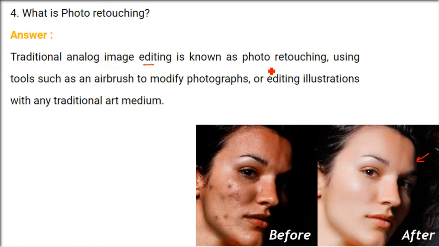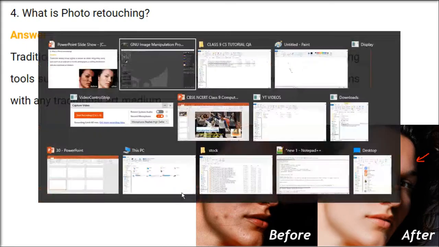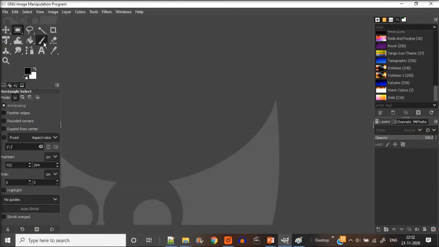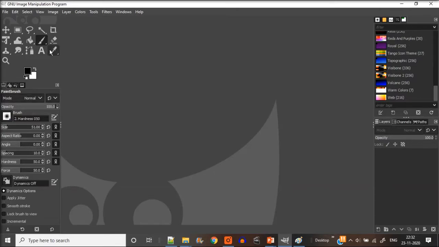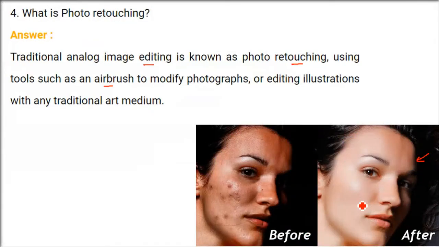Traditional analog image editing is known as photo retouching. Initially we used to do photo retouching mainly in Photoshop, and here we will have an airbrush. We can modify the photograph. So you can have a brush here, and this brush can have different sizes, different combinations, and whatever it chooses, this also can be done.